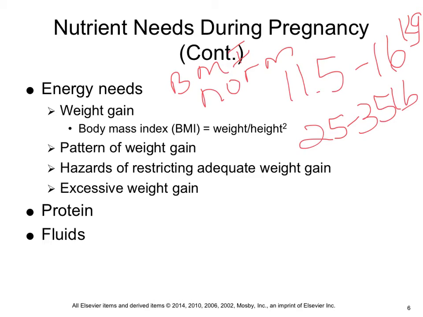We also need to know energy needs, pattern of weight gain, restricting, and excess weight gain, because it is important. Because if we have moms who have not enough weight and they're underweight, that can cause problems. We end up with preterm labor and low birth weight babies, or something called IUGR. You're going to hear me talk about IUGR throughout the different chapters. It's intrauterine growth restriction. So that means we have a baby, but the baby doesn't grow as the baby should.